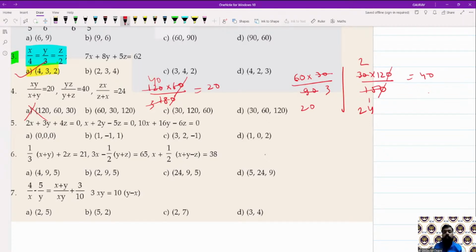So therefore option number D will be correct. If you try with option number D, D will be able to satisfy all the equations simultaneously. Therefore B is rejected and D will be accepted. Okay.